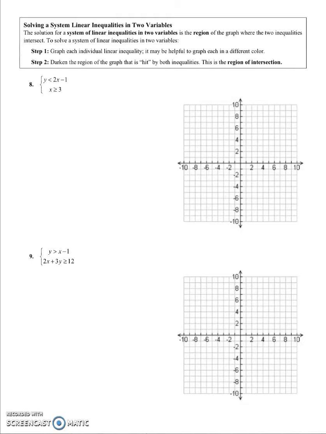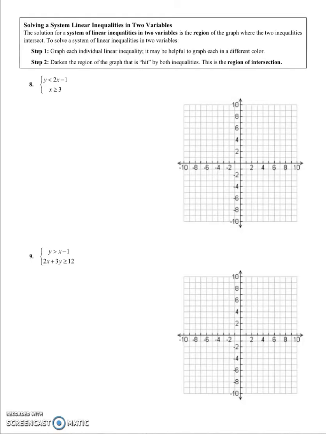Okay, this is the second part of section 9.4, and this is about solving a system of linear inequalities in two variables. So in the last part, we just solved one linear inequality in two variables. Now we're going to have two. So the solution for a system of linear inequalities in two variables is the region of the graph where the two inequalities intersect. So it's pretty much the same.